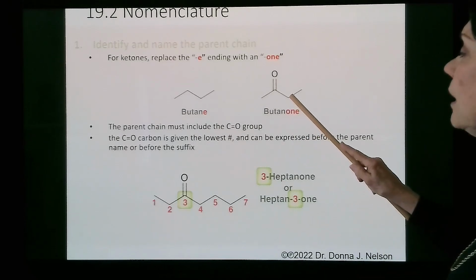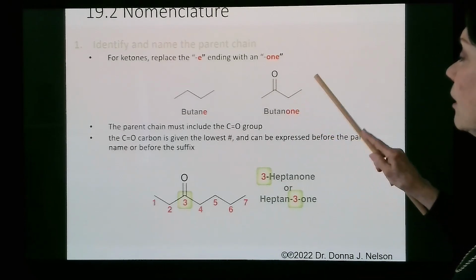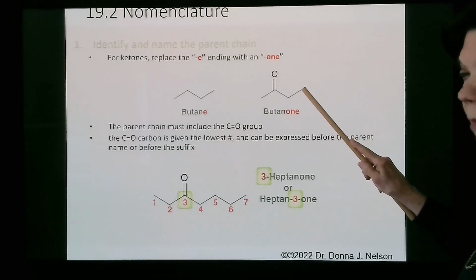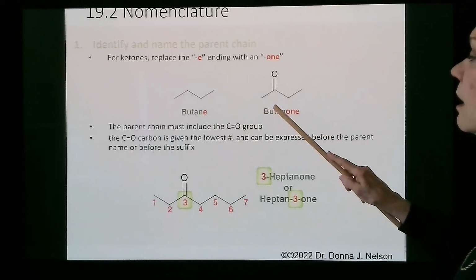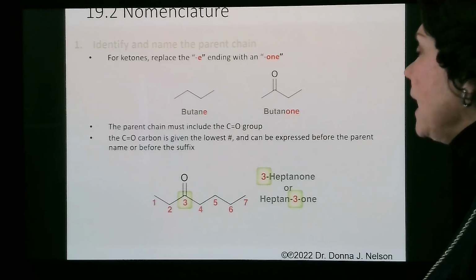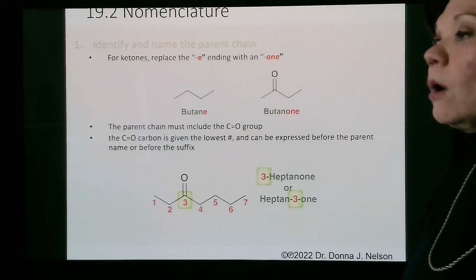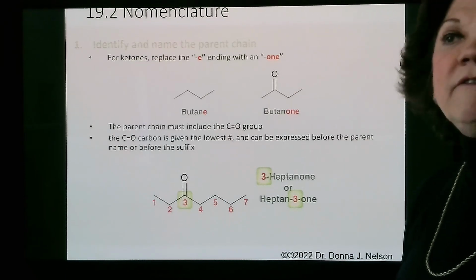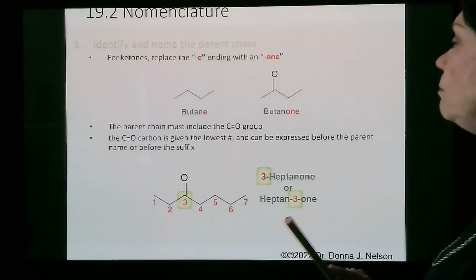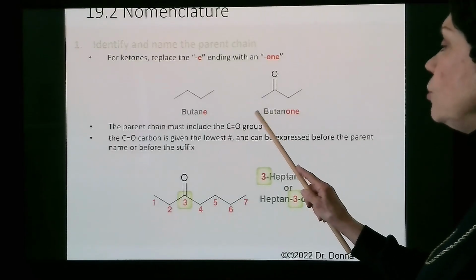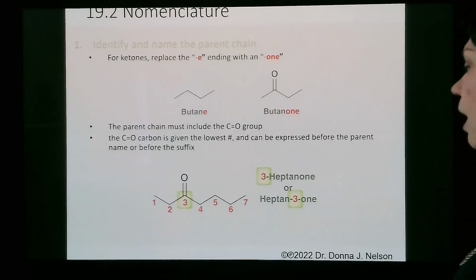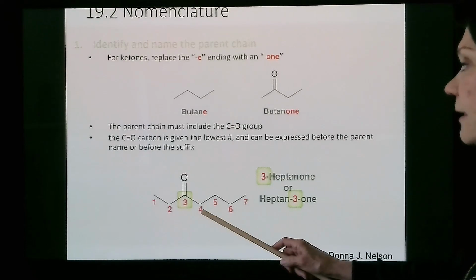It can't be at the 3 position because if it were over here, you'd just start numbering at the other end of the molecule: 1, 2, 3, 4. So there will not be a 1-butanone or a 3-butanone or a 4-butanone. There will only be 2-butanone. So you don't need to put the 2. It's understood.